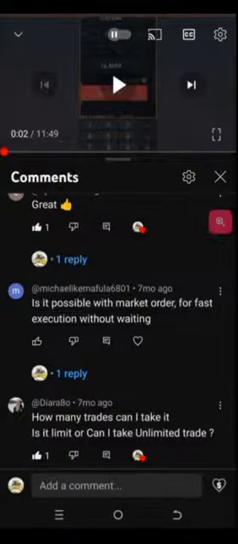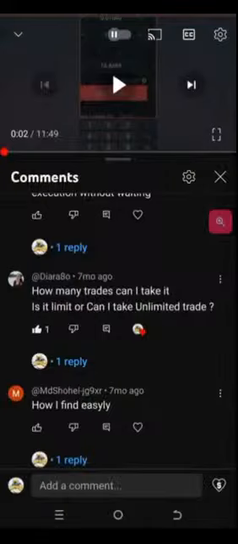So I'll just take one more question. It says, how many trades can I take? Is it limited, or can I take unlimited trades? Actually, you can take as many trades as will get executed on limit order. Now, like I said, depending on the volume, the liquidity, and the movement of price, your trade can get executed within minutes, right? And once it gets executed, you can take out another trade. You don't have to wait like just one trade a day. No, you can do several trades within a day. It's unlimited, right? You can take it as many times as you want, as long as it gets executed.